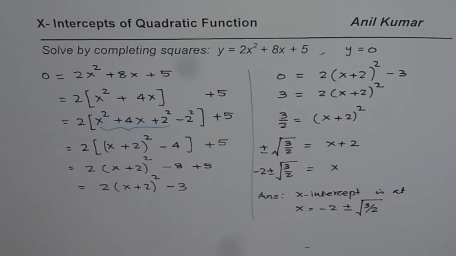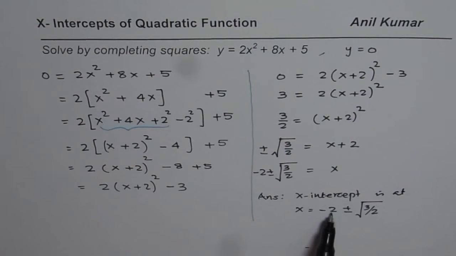So there are two x-intercepts in this case. One is at minus 2 minus the square root of 3 over 2. The other one is at minus 2 plus the square root of 3 over 2.